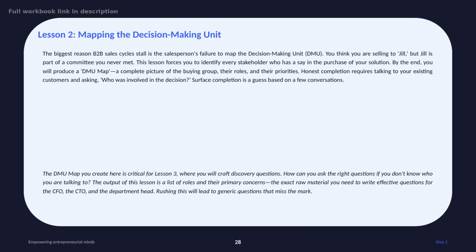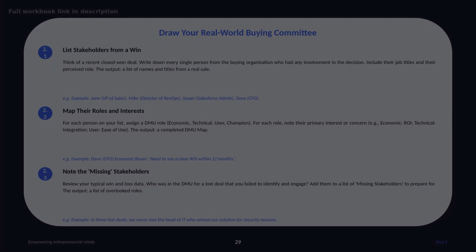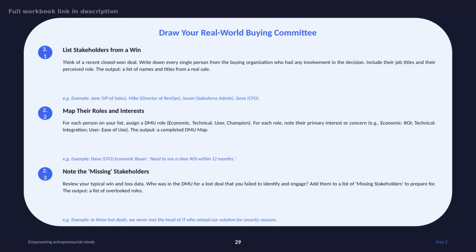By the end, the output for this lesson is your DMU map, a complete picture of the buying group, their roles, and what each of them actually cares about. Back in lesson 1, you wrote your core problem statement, the sentence that names the pain you solve. Now we're going to use that to figure out exactly who feels it enough to be part of a real buying decision. Grab your workbook, printed or otherwise, because you're about to write down actual names.